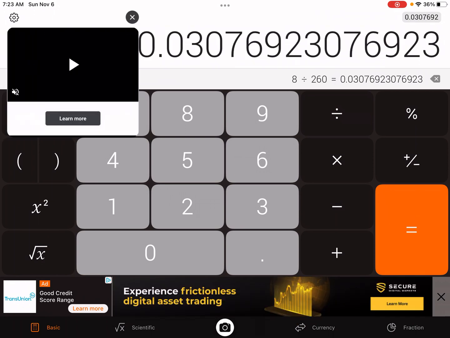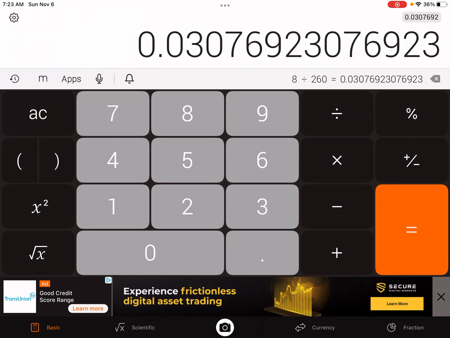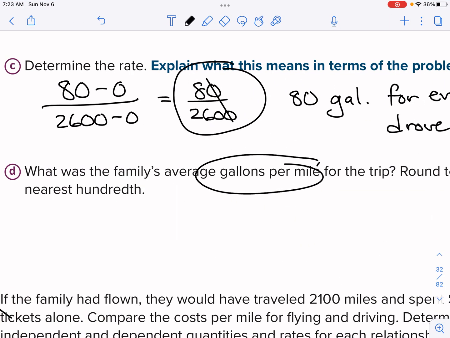Okay, we get this long decimal. 0.0, this 3 is in the hundredths place. So we always look at the thousandths place, so that's the 0 right next to it. It's less than 5, so it just stays like that. So this is 0.03. Okay, but let's also write it in terms of our problem. We're going to write the two units side by side, gallons per mile.